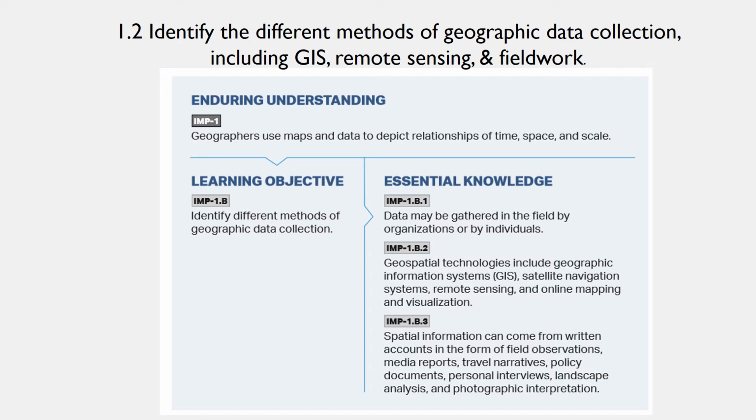So basically, these are the tools part of how we get the information that we put in maps. And then number three is that spatial information can come from written accounts in the form of field observations, media reports, travel narratives, policy documents, personal interviews, landscape analysis, and photographic interpretation. That is the human side of this. How does the place feel when you're there? Do you get a sense of relaxation or a sense of anxiety? That is that human element that a satellite can't detect, right?